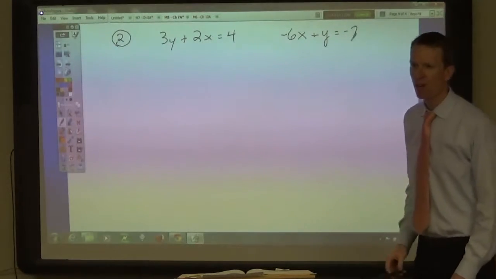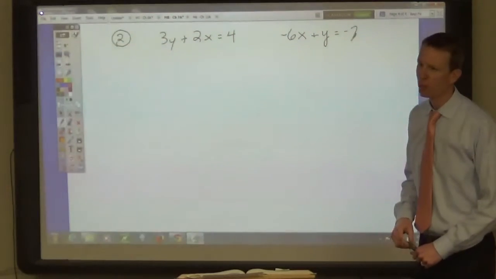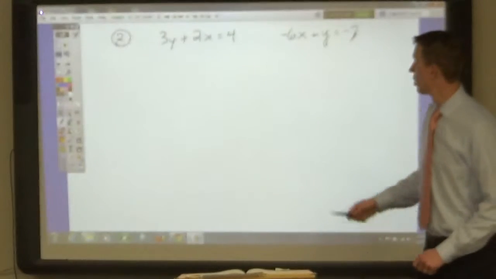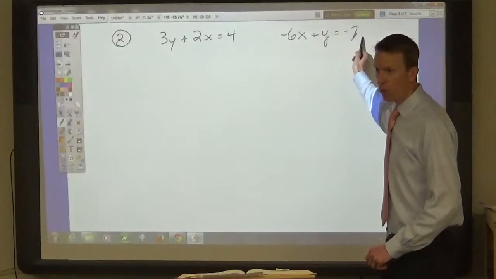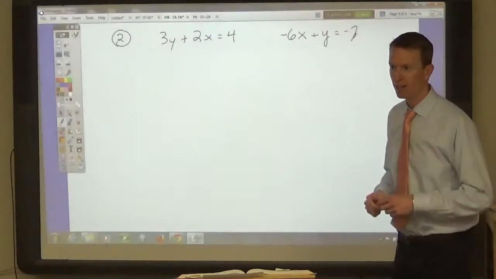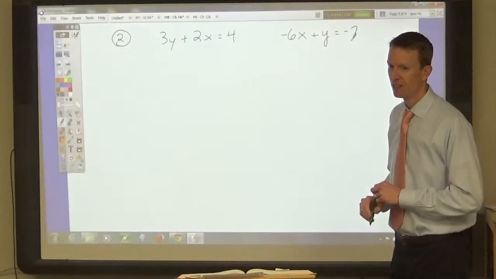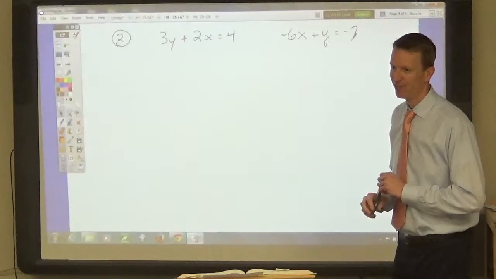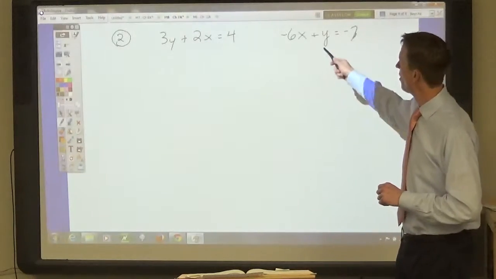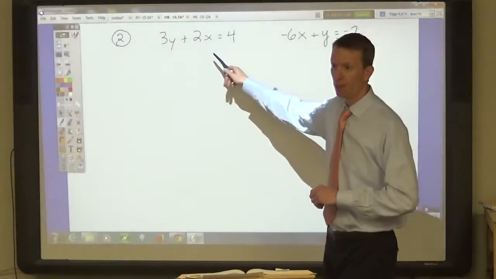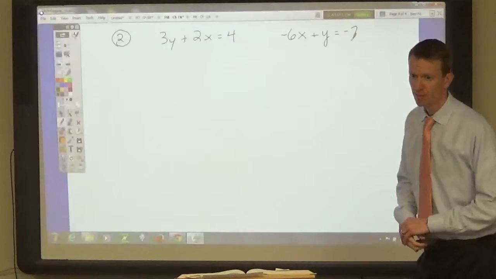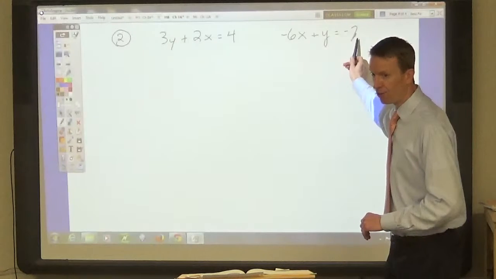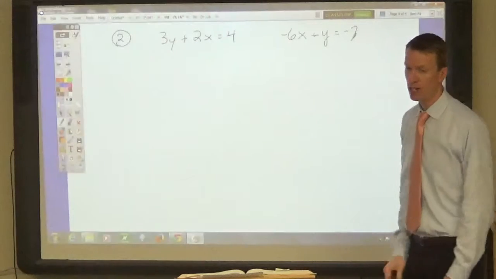Are either of them solved for a variable? What's the first thing we have to do? We have to solve for one of the variables. We have to find what one of the expressions is. So go ahead and do that. You have to solve for one of the variables, to get y by itself or get x by itself in one of the equations.